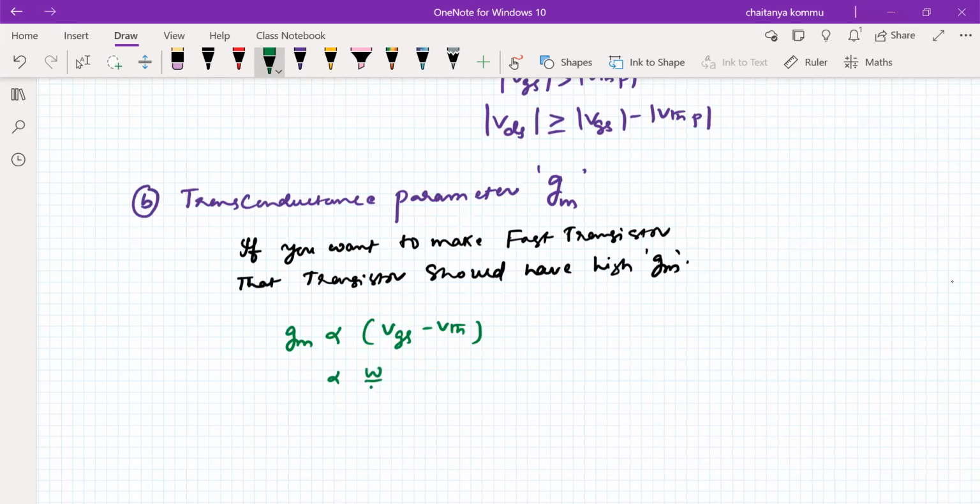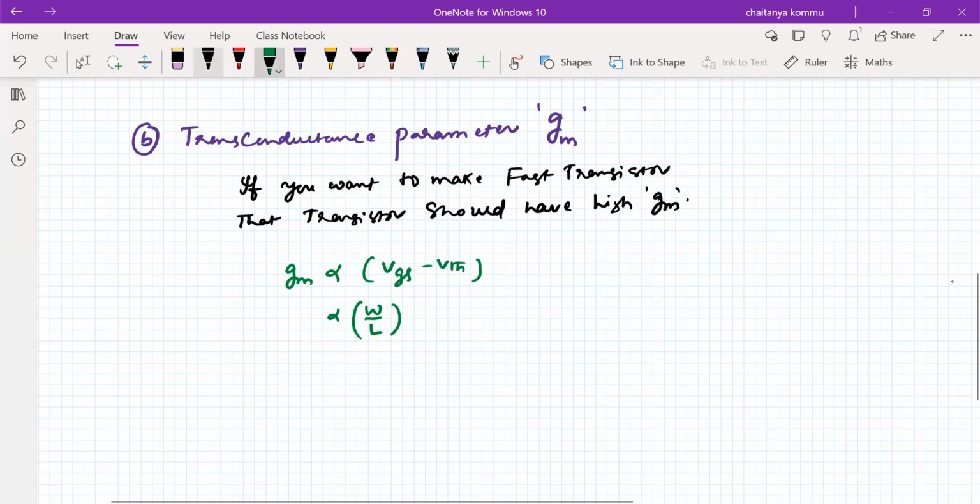It is also proportional to the W by L ratio, or simply W. But here we also mentioned that it is inversely proportional to L. W by L ratio is what it depends on, but we don't bother about W, because if you increase the W value, the gate capacitance increases. That's not a solution. So the only solution is to decrease the length of the transistor. So these are the two ways that we can increase the gm value. That's what we derived in the last class.